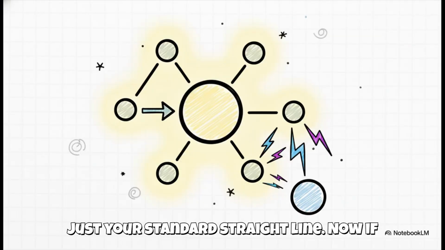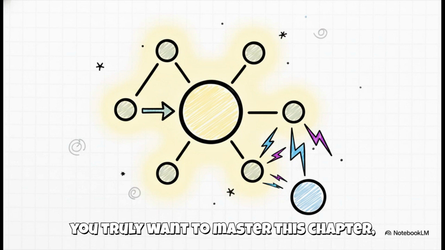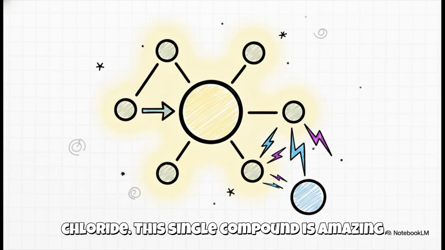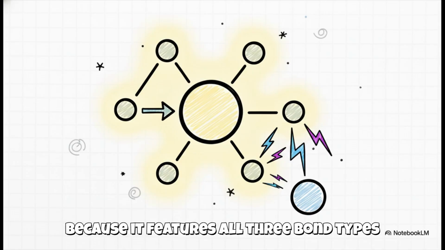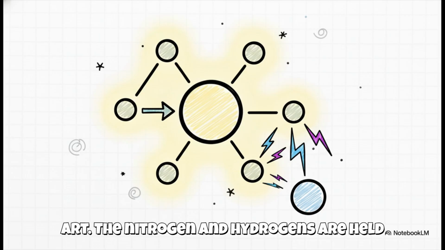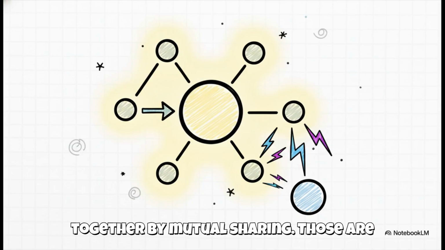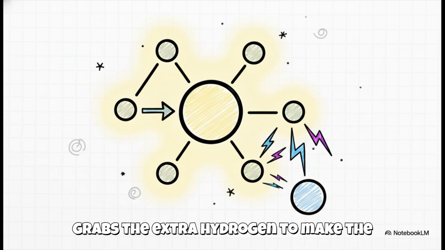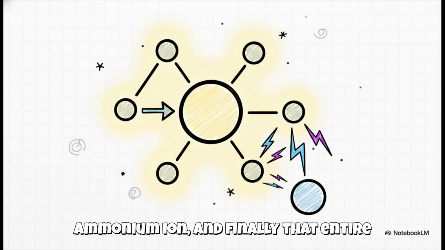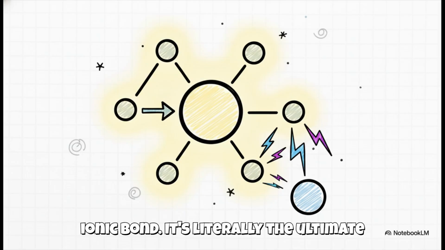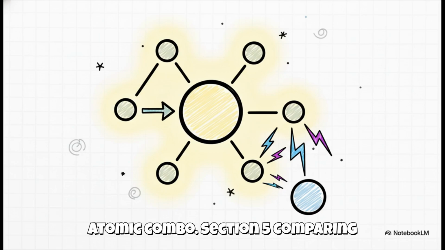Now, if you truly want to master this chapter, you absolutely have to understand this exam favorite right here, ammonium chloride. This single compound is amazing because it features all 3 bond types we just talked about. Inside the ammonia part, the nitrogen and hydrogens are held together by mutual sharing. Those are covalent bonds. Then a coordinate bond grabs the extra hydrogen to make the ammonium ion. And finally, that entire positively charged ammonium structure is held to a negatively charged chlorine ion by a massive electrostatic force, an ionic bond. It's literally the ultimate atomic combo.